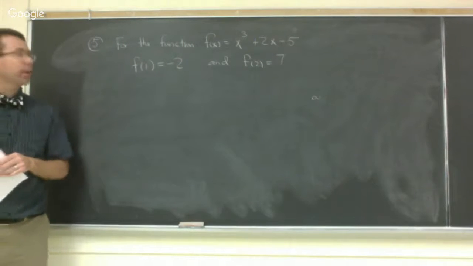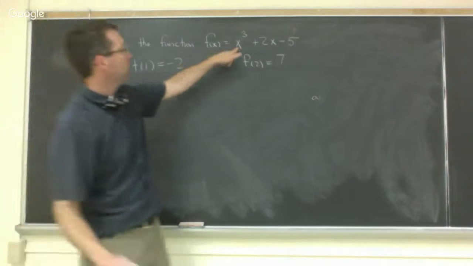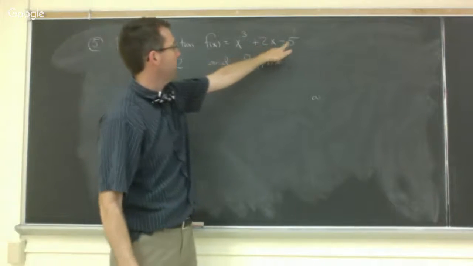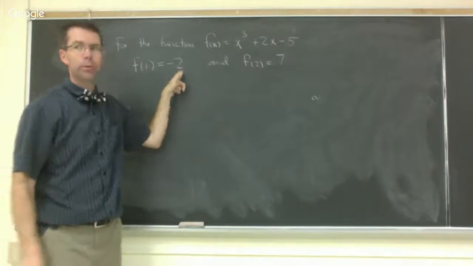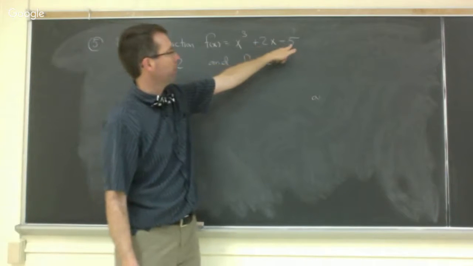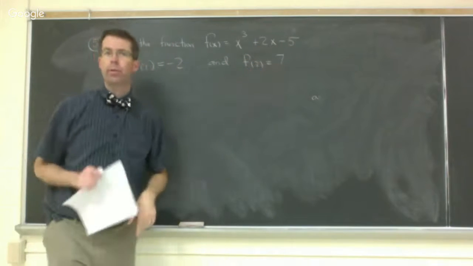Okay, so if I plug in 1, and just to double check, 1 plus 2 is 3, 3 minus 5 is negative 2, so that was right. If I plug in 2, I get 8 plus 4, that's 12, 12 minus 5 is 7. So those are the real values.